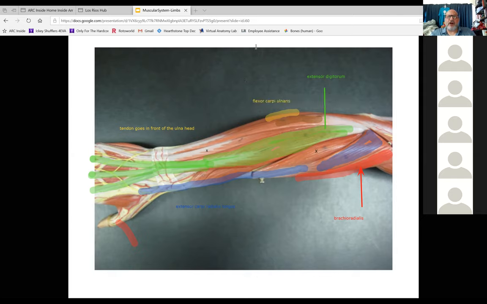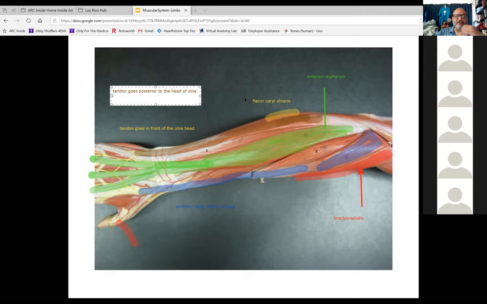However, notice our brown muscle, whose belly is right next to it, but its tendon goes behind the head of the ulna. And because its tendon goes posterior to the head of the ulna, it is considered a posterior muscle that is going to be able to therefore extend the hand on the pinky side. So based on that, what do you think we call this brown muscle that I've drawn?